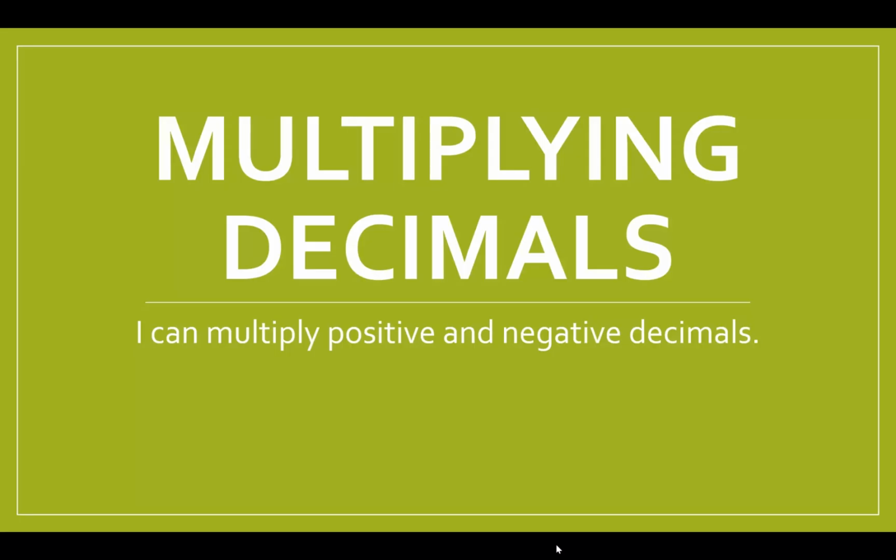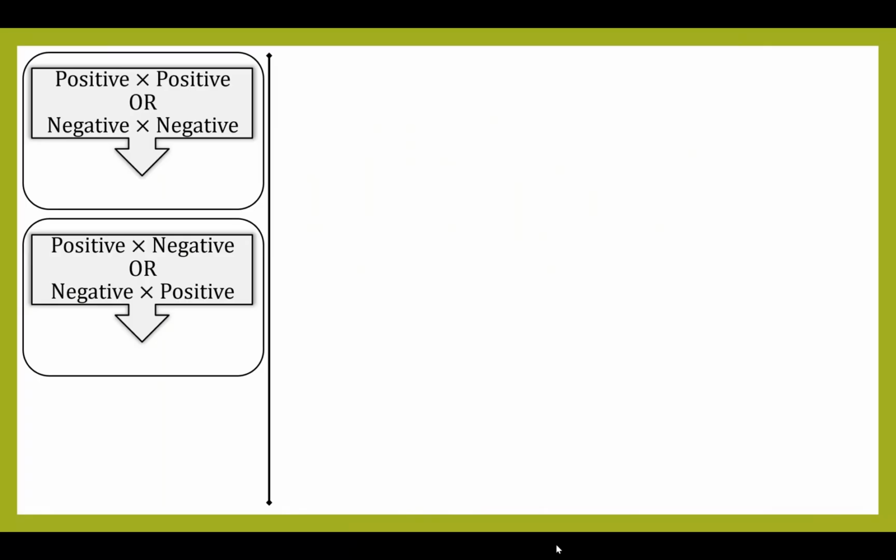In this video, we will be multiplying decimals. The I can statement is I can multiply positive and negative decimals. So you have previously learned how to multiply positive decimals together. Now we are going to be multiplying with some negative decimals.